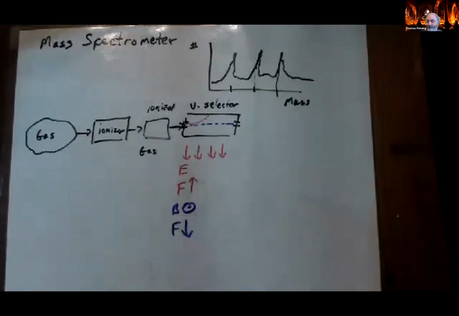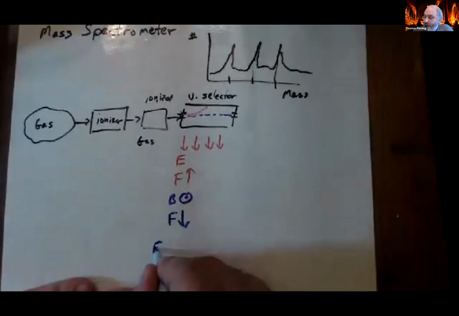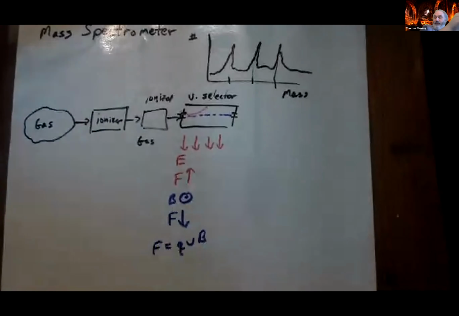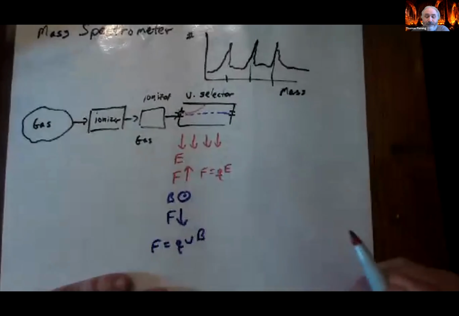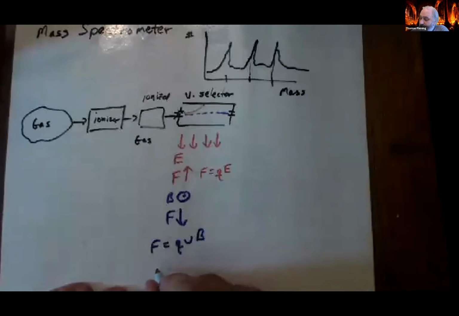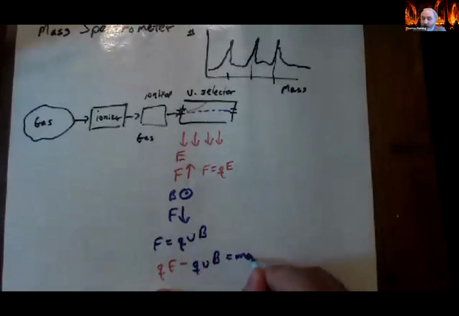And now what's going to happen is, if I think about this, the force felt by the magnetic field will be Q times V times B. The force due to the electric field is going to be Q times E. So since they're in opposite directions, I can say that Q times E minus Q times V times B equals MA, right?